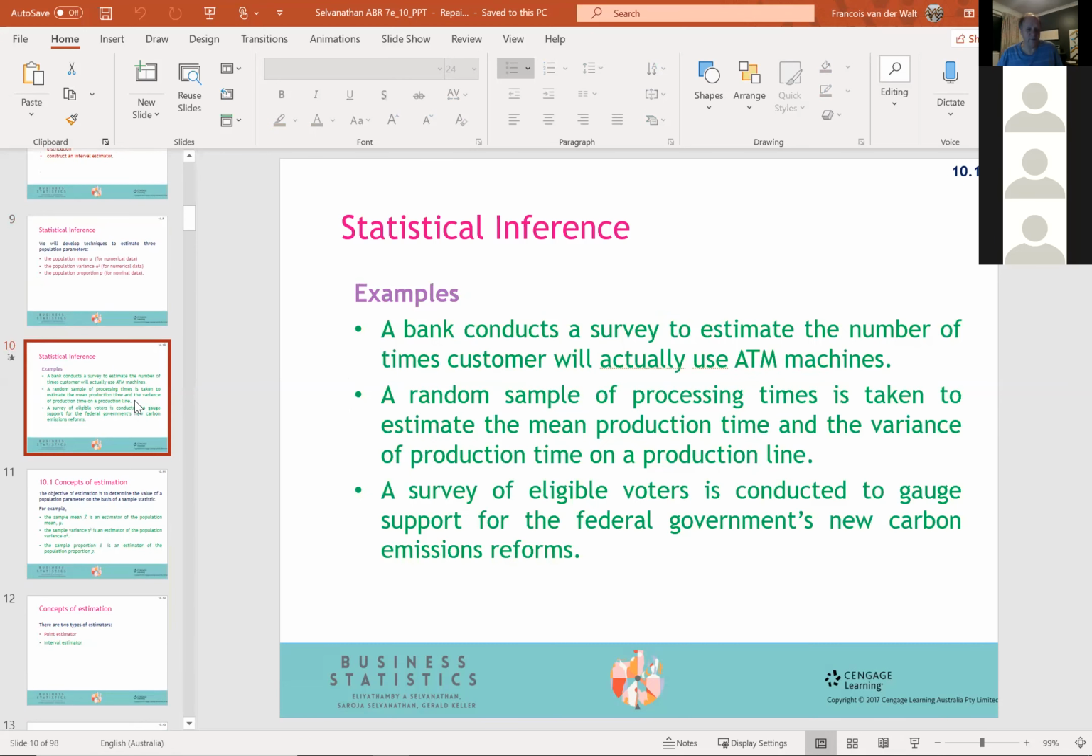Okay, statistical inference. A bank conducts a survey to estimate the number of times customers will actually use ATM machines. So they send out a survey, asking everybody, how many times a week are you going to use the ATM? By the way, how many times do you use an ATM?